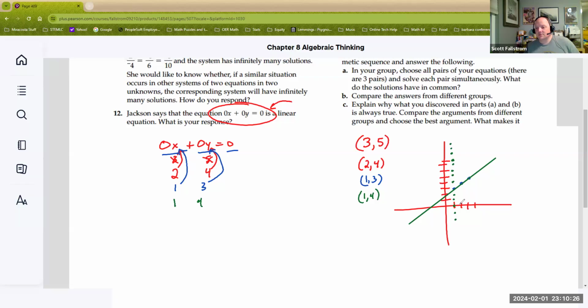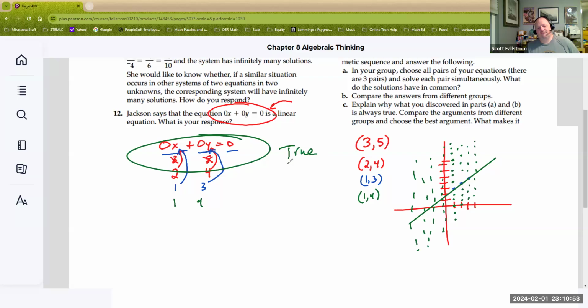And so does 2, though, right? We said 2, 4 works, but so does 2, 3, and 2, 2, 2, 1, 2, 0, 2, 5, 2, 7, 2, 8, 2, 9. And okay, what's happening here? Every point that you pick for x and every point that you pick for y, guess what?